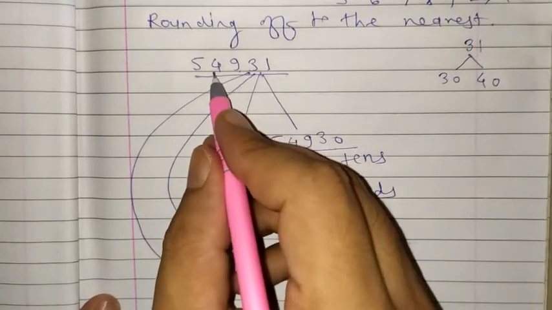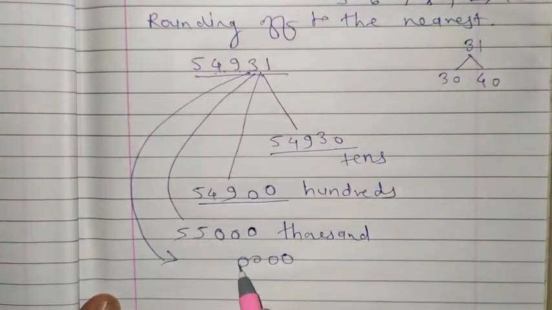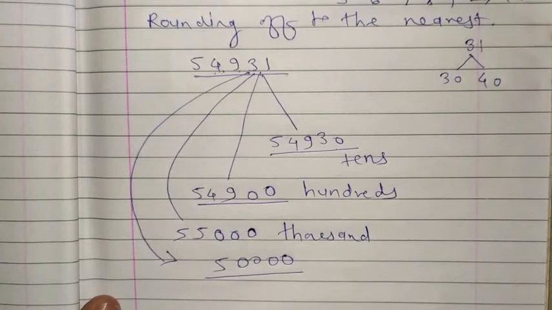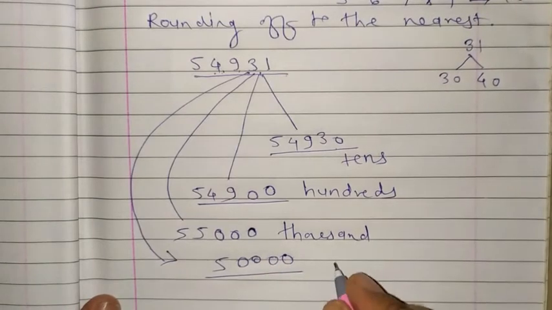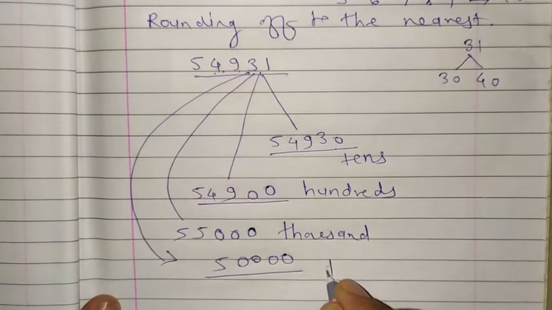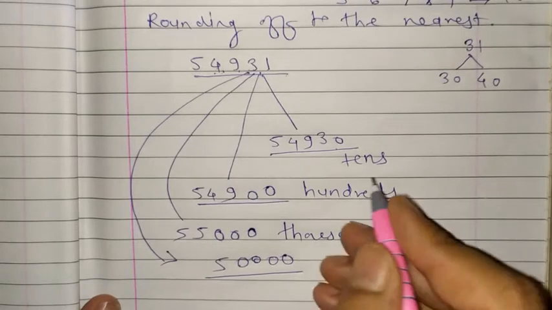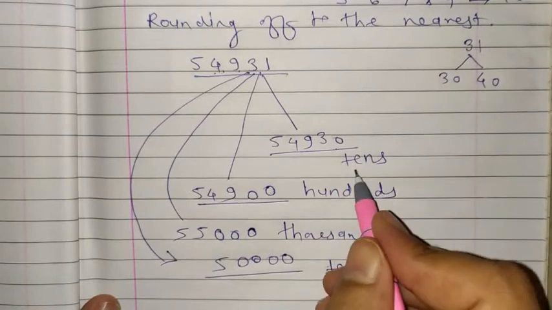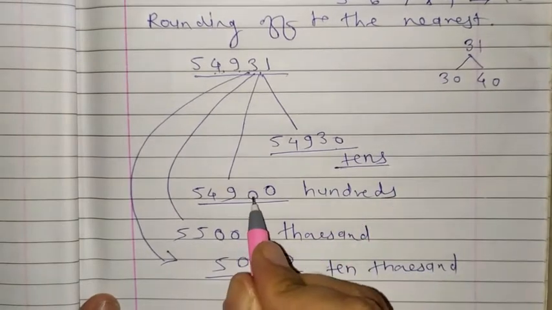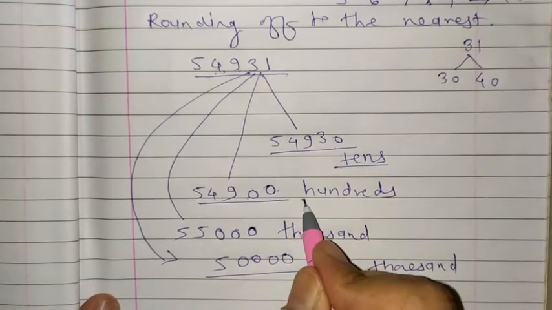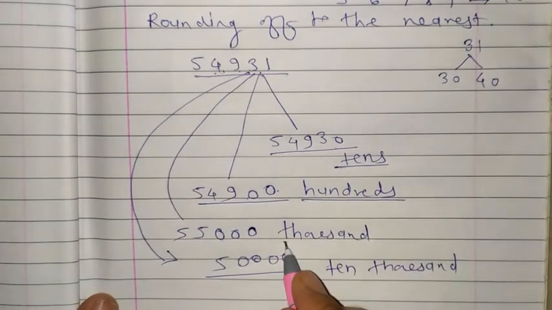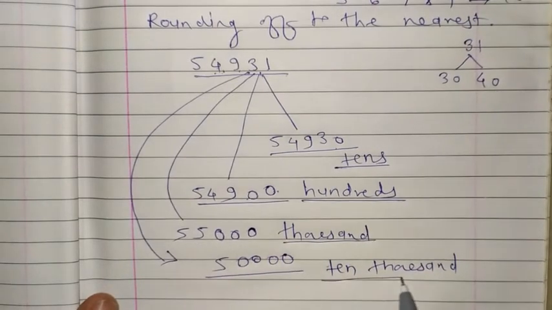Got this? Now I want the last 4 digits to be 0. Here the fourth one is 4. So 4 becomes 0, since 4 is less than 5, and 5 stays as it is. So 50,000 is nothing but rounding off to the nearest 10,000. So we have seen that if the last digit is 0, it is rounding off to the nearest 10; 2 zeros, nearest 100; 3 zeros, nearest 1000; 4 zeros, nearest 10,000.